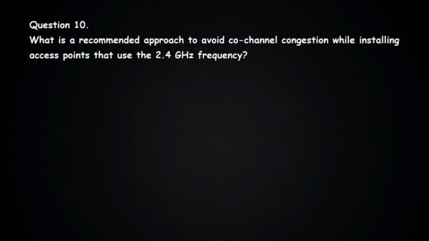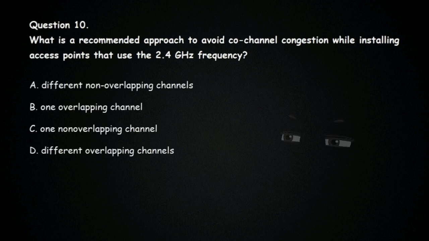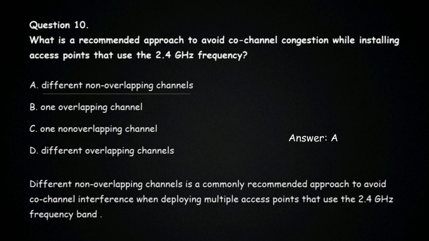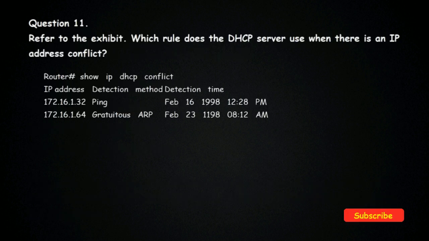Question 10. What is a recommended approach to avoid co-channel congestion while installing access points that use the 2.4 GHz frequency? Options. Answer is A. Different non-overlapping channels. This is a commonly recommended approach to avoid co-channel interference when deploying multiple access points that use the 2.4 GHz frequency band.